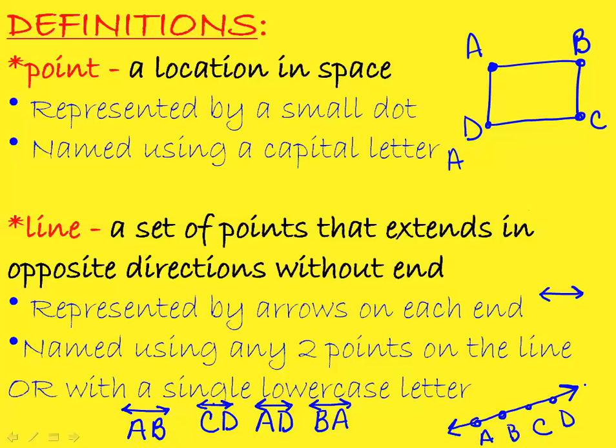Sometimes you'll also see a little letter at the end of a line, like maybe they'll have a little M here. And then if I wanted to name this line, I could simply say this is line M. And that would be another way to name that line.